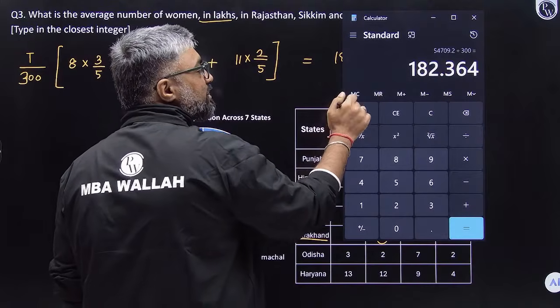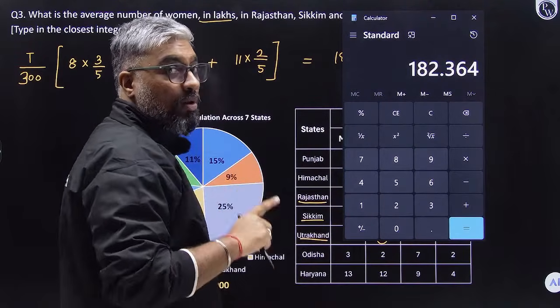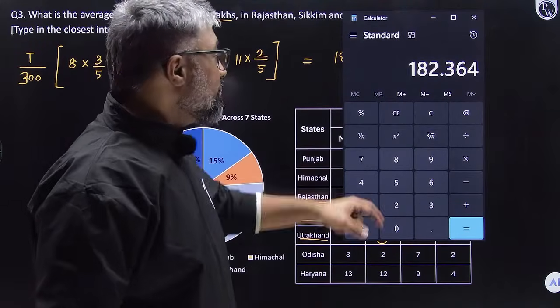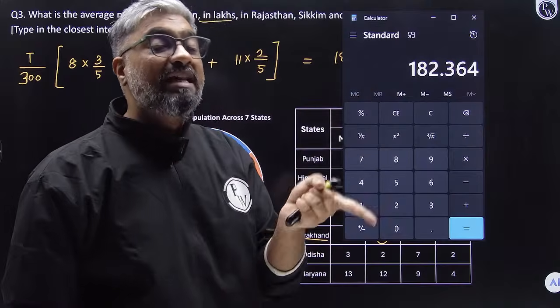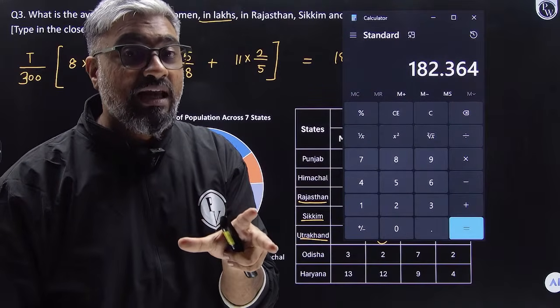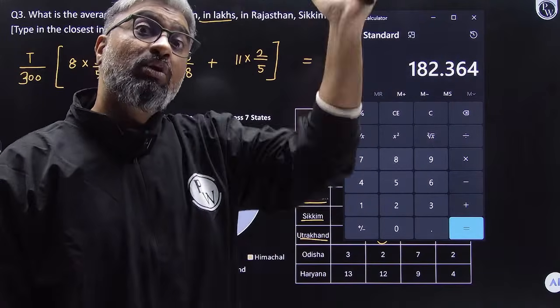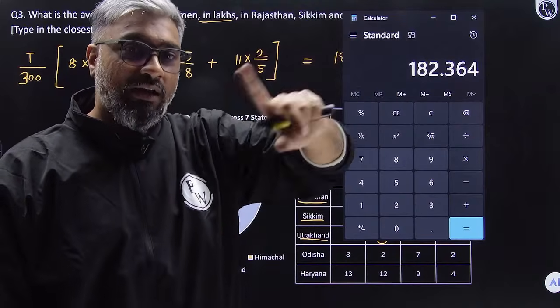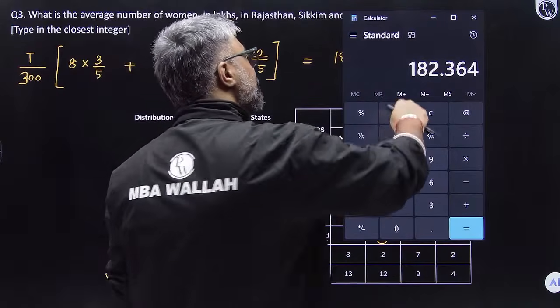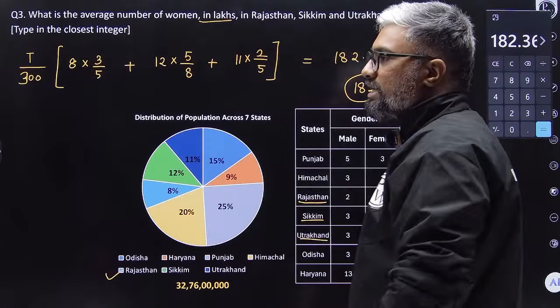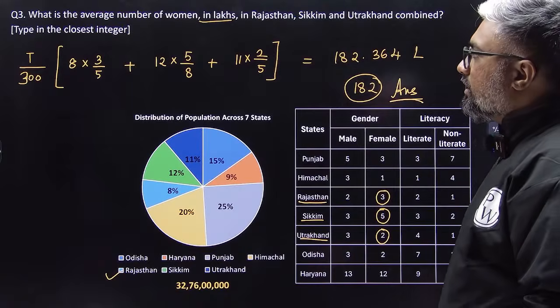This MC, which is memory clear. Once you're done with the question, always remember to clear the memory, because if the next time I use memory function again, I'll add to the original, already existing value. I don't need that. Okay, done. Shall we move on? Next question, the last one.